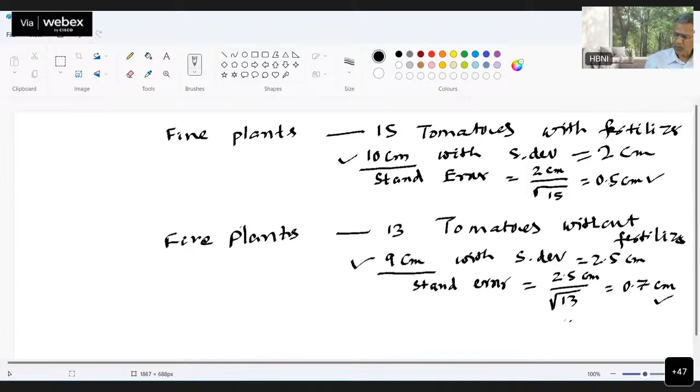Suppose we want to make a measurement so that our standard error uncertainty for both should be less than or equal to 0.5 centimeters. Now it is 1.2. We want to reduce that. How many tomatoes do we have to take for each case? That is what we want to find out. So that can be written as 2 centimeter by root n plus 2.5 centimeters by root n. This should be less than 0.5 centimeter. If you solve for n, it will come out to be 81.